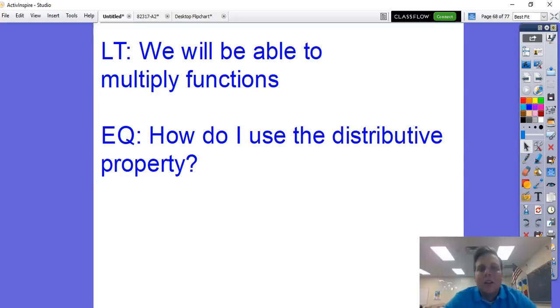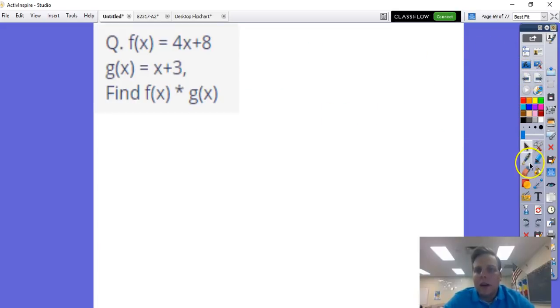Hey guys, today we're going to talk about being able to multiply functions, alright? And the main thing you need to realize is that to multiply functions we use the distributive property. So our learning target for today is we'll be able to multiply functions, and a good essential question is how do I use the distributive property? Okay, so let's just dive right into multiplying functions, alright?